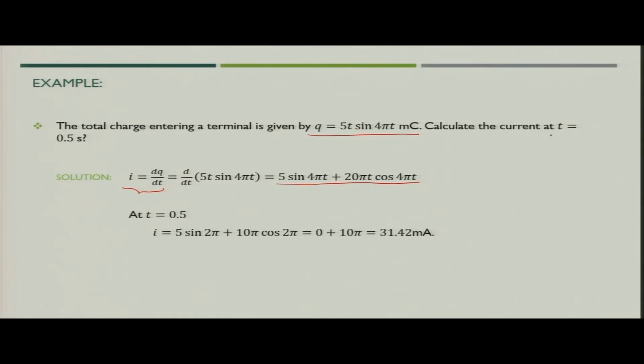Now, we have to calculate the current at time t equals 0.5 second. That means, in the current expression you have got, wherever you have time t, you simply replace it with 0.5 and solve the expression. So, here you will get current i equal to 31.42 milliampere.